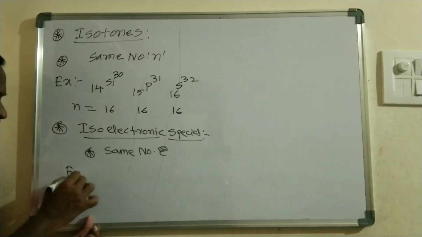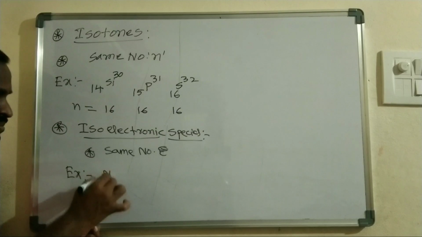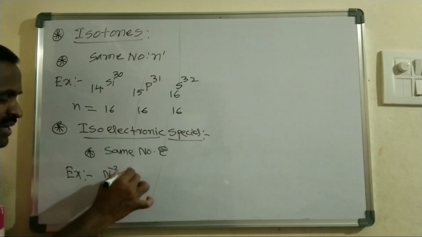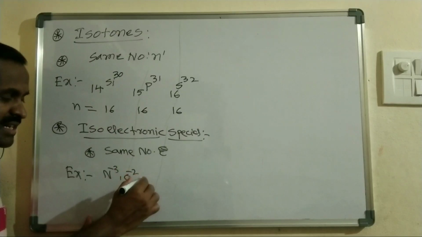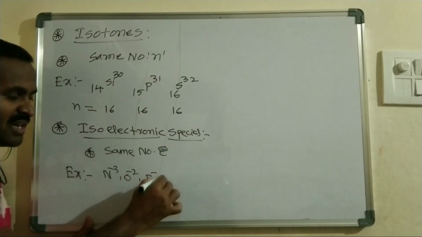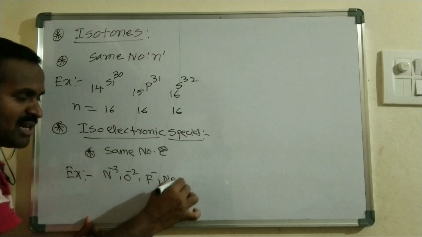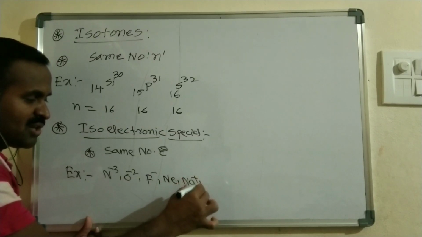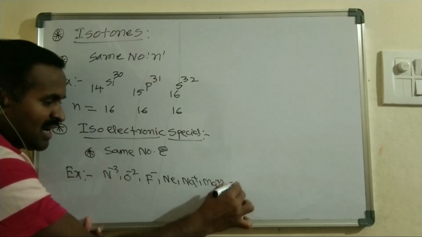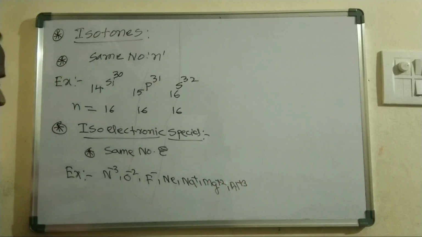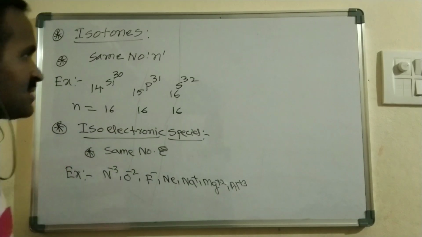Suppose I am taking a different example here. N minus 3 has 10 electrons, O minus 2 also has 10 electrons, F minus also 10 electrons, and Ne also 10 electrons, Na plus also 10 electrons, Mg plus 2 has 10 electrons, and aluminium plus 3 also has 10 electrons. This is a 10 electron system containing isoelectronic species.